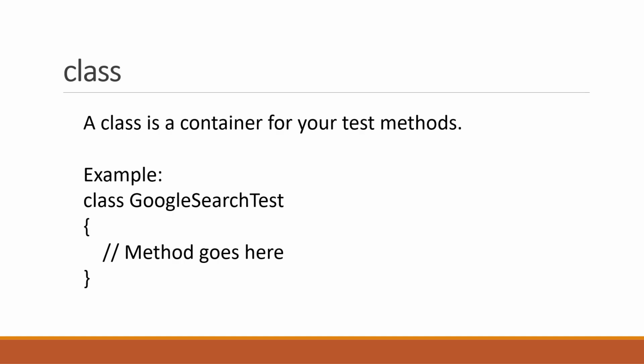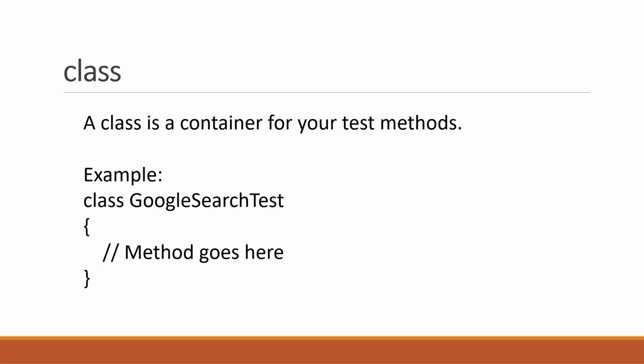And next one is a class. A class is a container for your test methods, so it contains different methods within this class. For example, GoogleSearchTest is a class name, and within that we can see different methods.